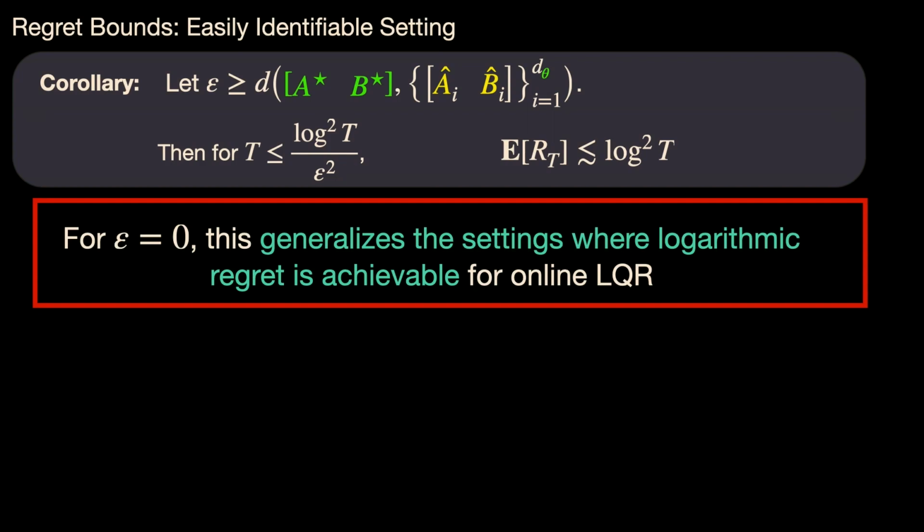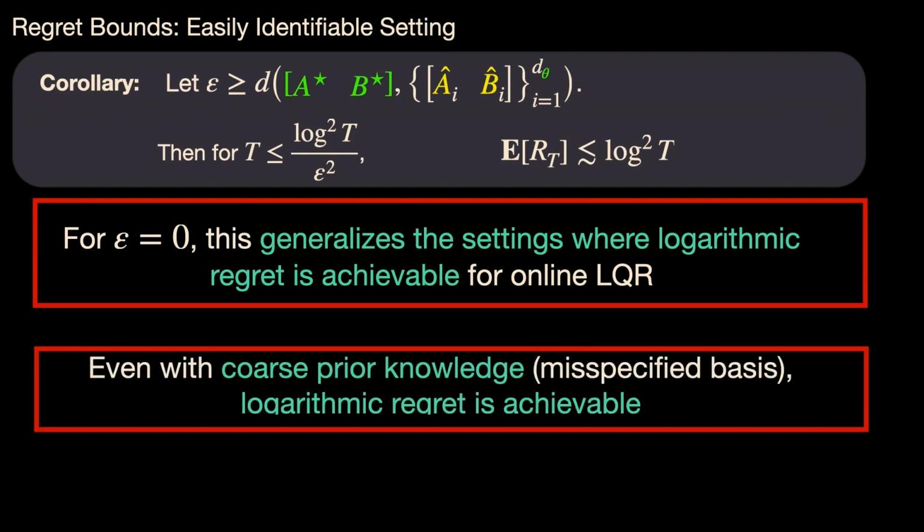Okay, so what this implies is that, firstly, when we set epsilon to 0, that upper bound on t goes off to infinity, and we generalize the settings where logarithmic regret is attainable in the online LQR problem to systems where that easy identifiability condition holds. Okay, secondly, even if we do have misspecification, we have some coarse prior knowledge due to this misspecified basis, logarithmic regret is achievable in the low data regime.